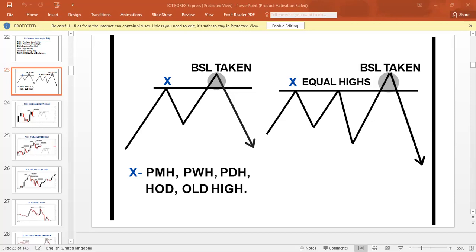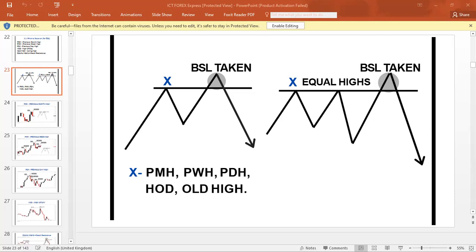Okay, so I want you to practice more on this. Try to identify where the BSL are and where the SSL are. When a BSL is taken, the market reverses to the downside, and when an SSL is taken, the market reverses to the upside. So if the market was going bullish and you see BSL taken, start to change your mind, because the market is now starting to go what? To go bearish. And the same case applies to the other one.